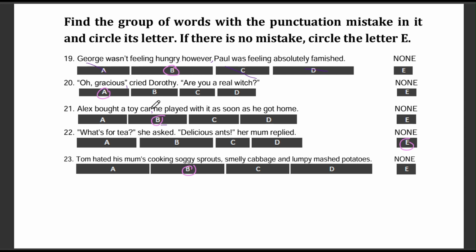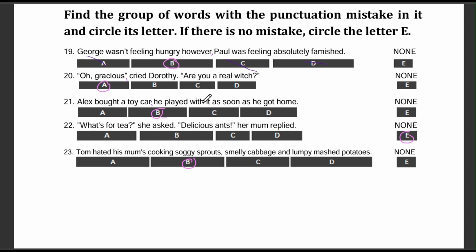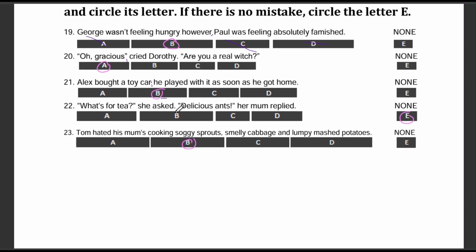Question 22. Find the group of words with the punctuation mistake. "What's for tea?" she asked. "Delicious ants," her mom replied. Options: A, "What's for tea?" she asked. B, "Delicious ants," C, her mom replied. D, none. E, no punctuation mistake. Correct answer: E, no punctuation mistake.